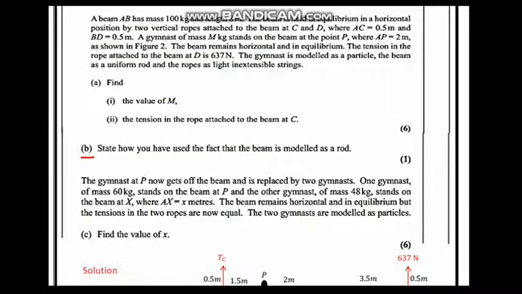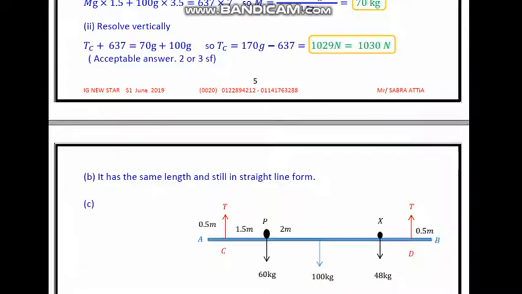Part B, state how you have used the fact that the beam is modeled as a rod. So it has the same length and is still in a straight line form.